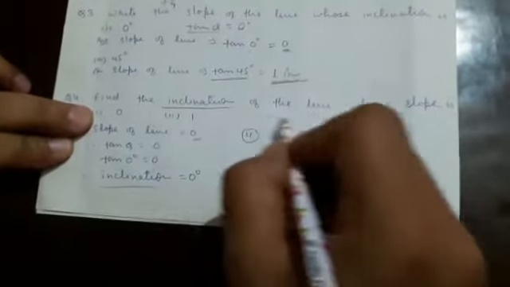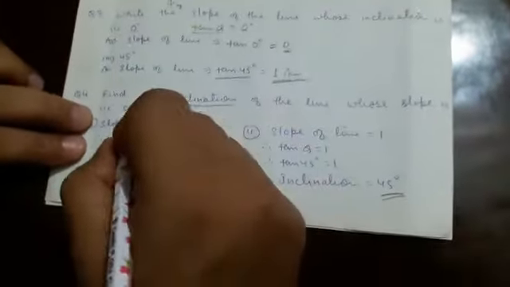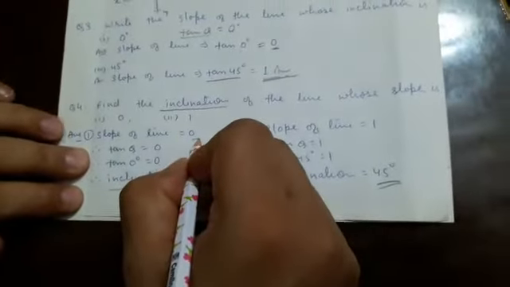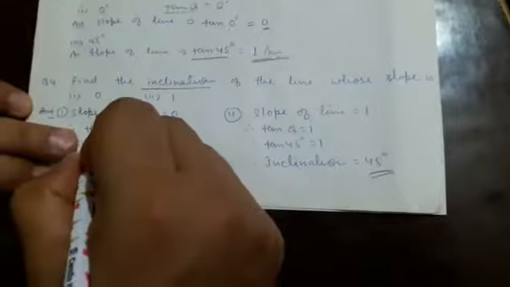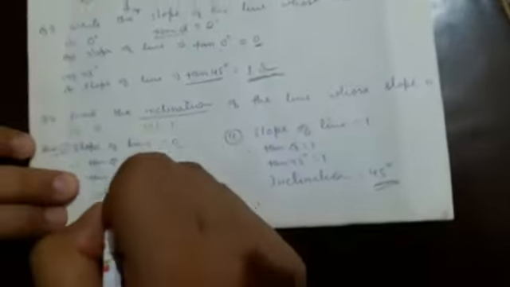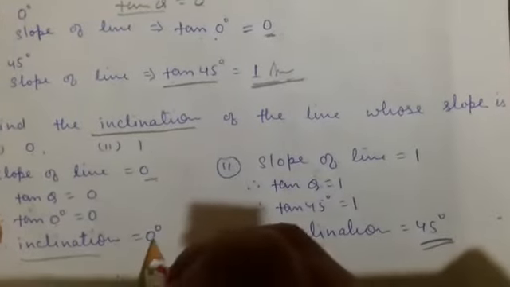Next question: find the inclination of the line whose slope is 0 and 1. Let us find out. The slope of the line is given as 0. As we know, slope is represented as tan theta, which is equal to 0. So for which value is tan theta equal to 0? 0 degrees. Therefore, the inclination is 0 degrees.